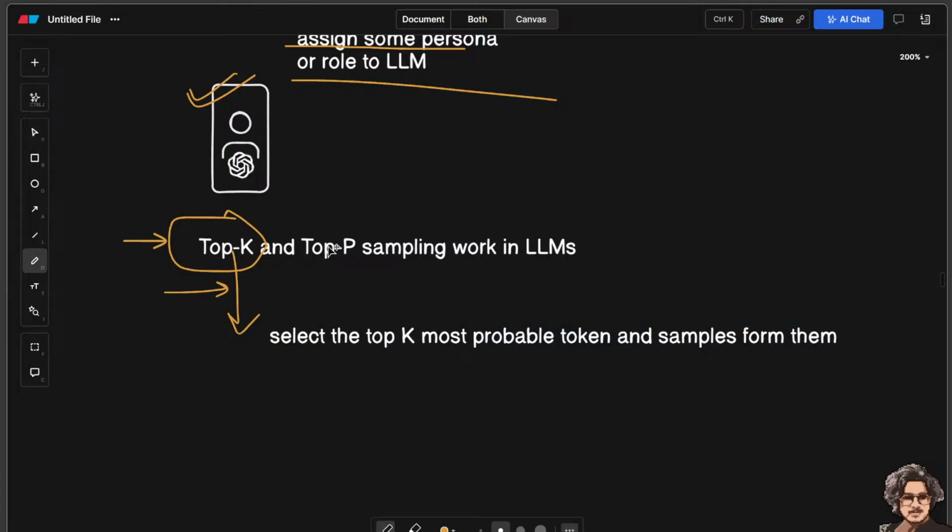And when we are talking about top P sampling, in that case it means to include the smallest set of top tokens whose cumulative probability exceeds the threshold P. These control the randomness and the output diversity.